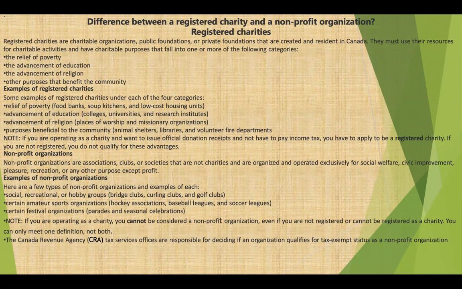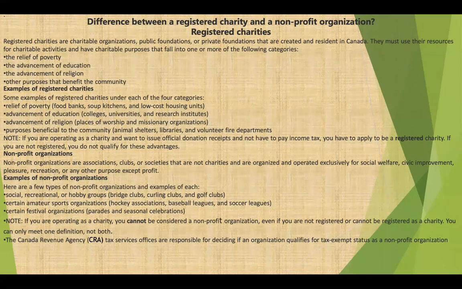Organization. Registered charities are charity organizations, public foundations, or private foundations that are created and resident in Canada. They must use their resources for charitable activities and have charitable purposes. And they must fall into one of these categories. Number one, relief of poverty. Number two, advancement of education. And number three, advancement of religion and other purposes that benefit the community.